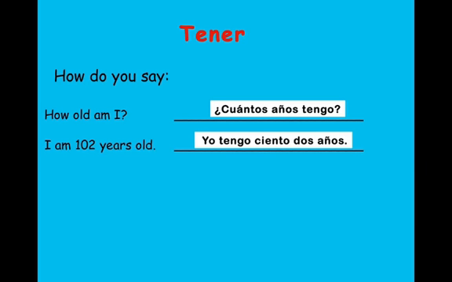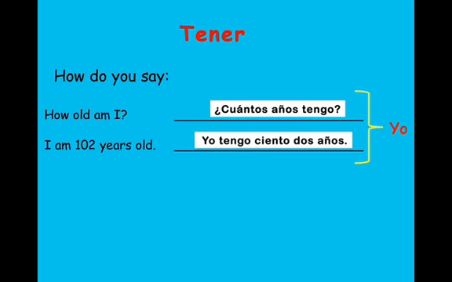And I've told you in class that technically you could leave the yo out because tengo is conjugated for yo. So it's already implied that it means I have 102 years, or I am 102 years old. All right, let's look at another example. This one is with yo. ¿Cuántos años yo tengo? How old am I? And I am 102 years old.